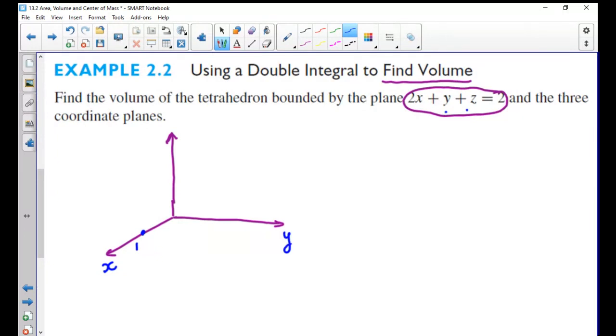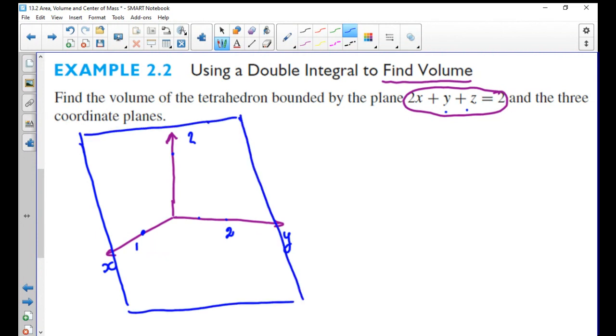At what point will it cut the y-axis? At 2, yeah. You can put x equals 0 and z equals 0. You can see that it's going to be 2. And finally, it will cut the z-axis also at 2. So what you have is a plane which is like this, and it comes down like this, and it cuts these three axes at these points.